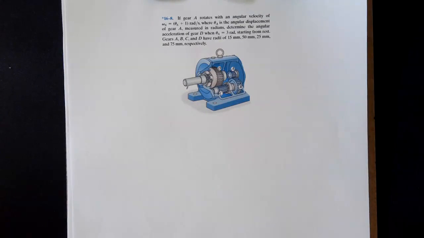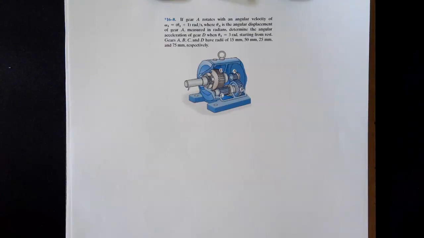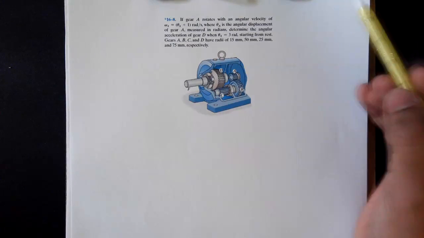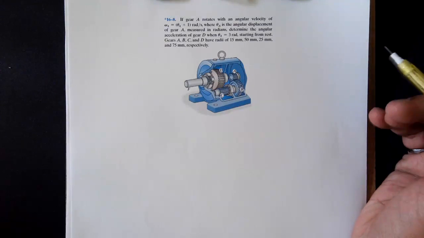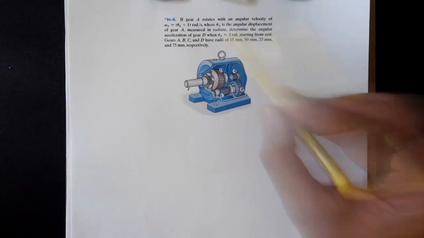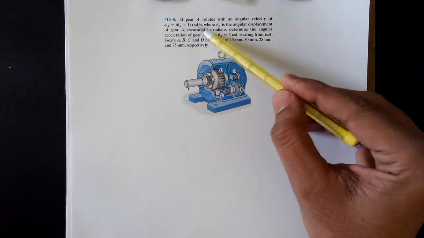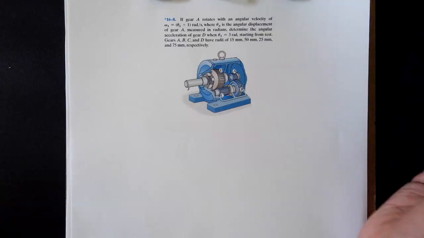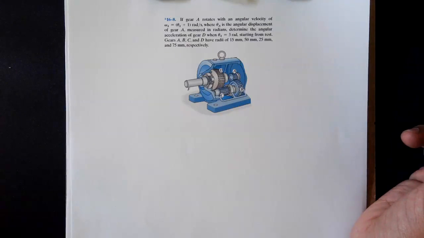Okay, let's discuss this problem. If gear A rotates with an angular velocity of omega A equals theta A plus 1 radians per second, where theta A is the angular displacement of gear A measured in radians, determine the angular acceleration of gear D when theta A is 3 radians, starting from rest. Gears A, B, C, and D have radii of 15, 50, 25, and 75 respectively.